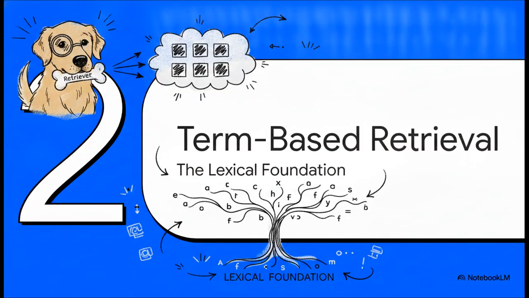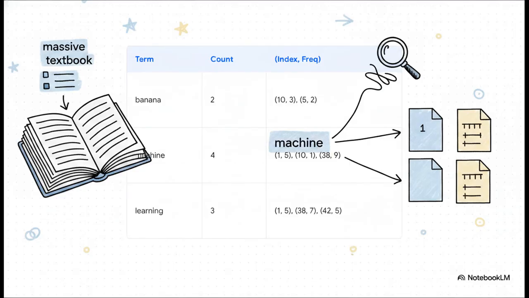Moving right along to Section 2, term-based retrieval, which is really the lexical foundation of all search. To understand this, think of an inverted index, kind of like the index at the very back of a massive textbook. Instead of scanning every single page of every document when a query comes in, the system just checks this dictionary. If you search for the word machine, the index instantly tells you it appears in 4 specific documents, and it even tells you exactly how many times it pops up in each one. It's an incredibly fast, super efficient lookup mechanism.